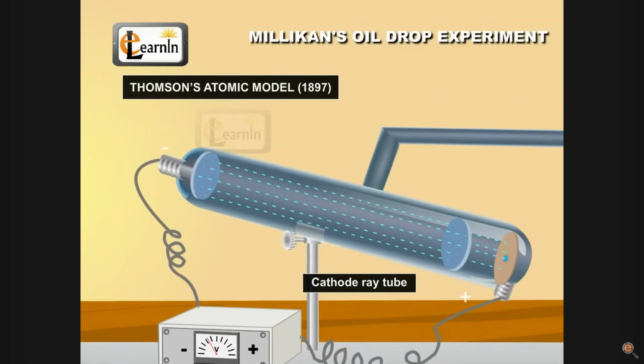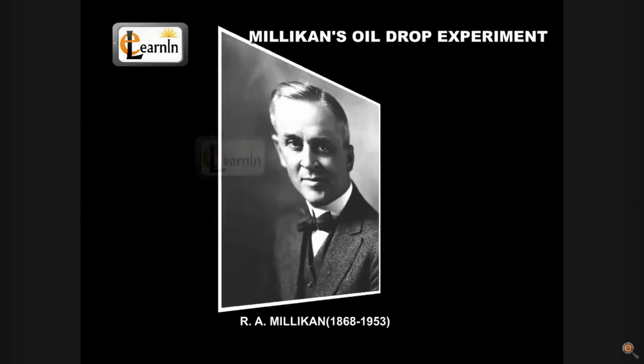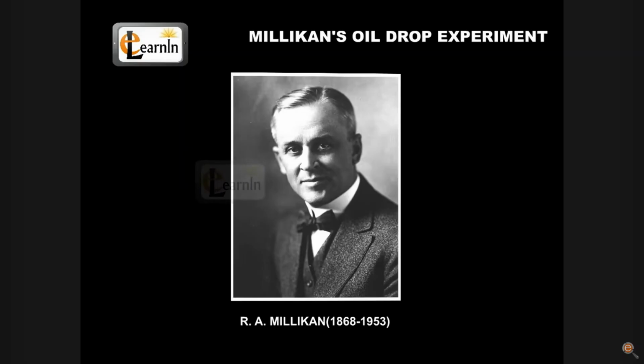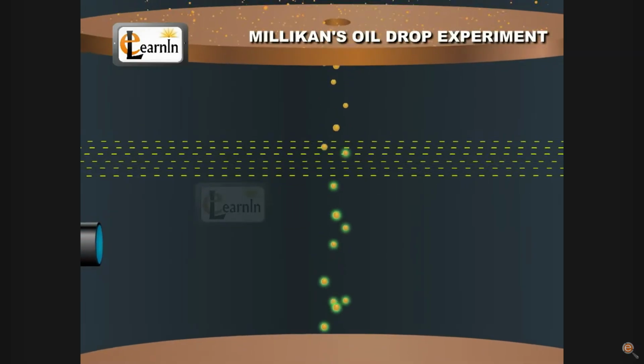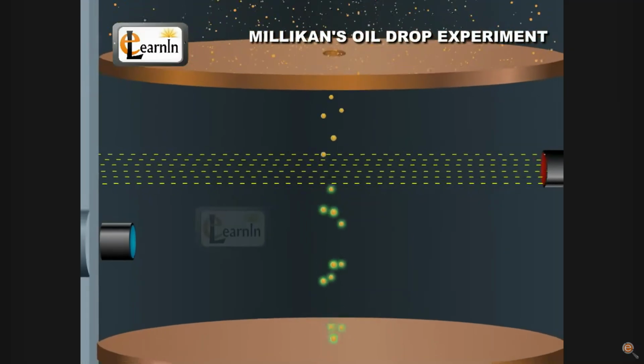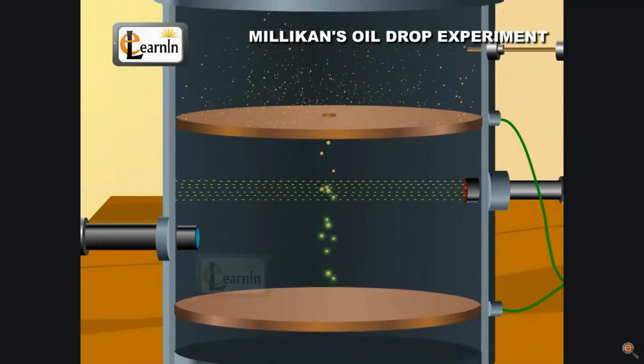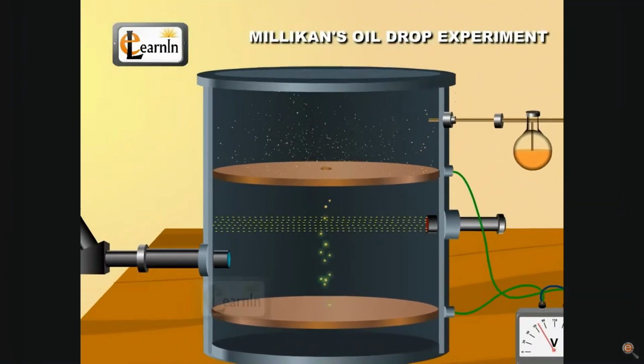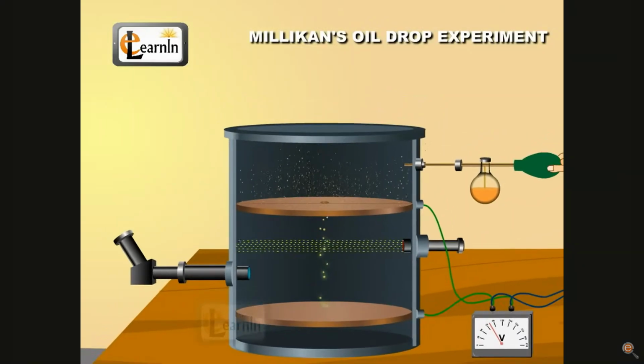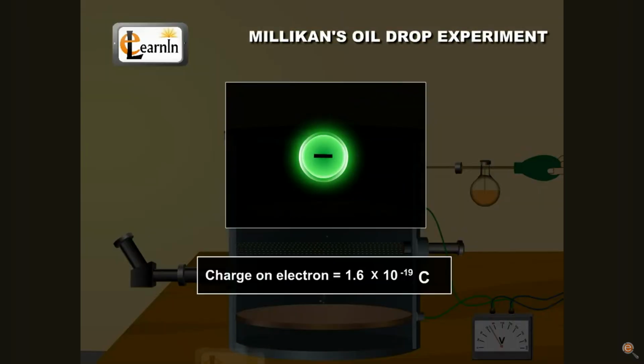(1897). Later, R.A. Millikan looked to determine the charge on the electrons. The famous method that he devised between 1906 and 1914 to measure the charge e of an electron is known as Millikan's oil drop experiment. Using this method, he calculated that the charge on an electron was about 1.6 times 10 to the power negative 19 coulombs.